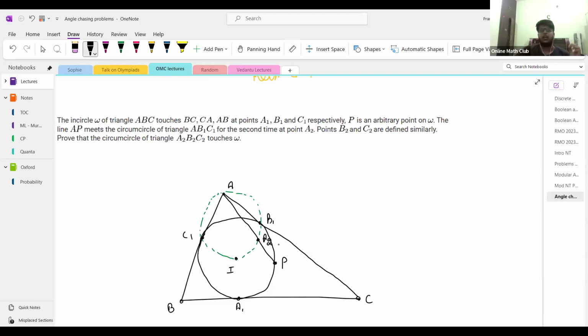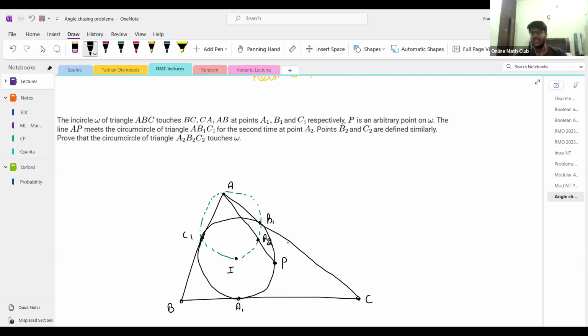Okay. So I have ABC as a triangle. I have incircle A1, B1, C1. P is a random point on this circle. I draw AP and intersect it with the circle AB1C1, which is this green circle, and call it A2. I draw B2 and C2 similarly as well. I'm not drawing it right now because it will make things messier. So now I have 3 points, and I have to prove that the circumcircle of those 3 points touches omega.